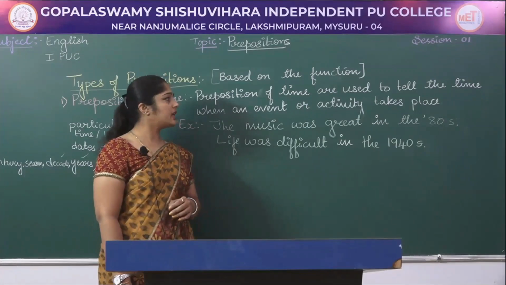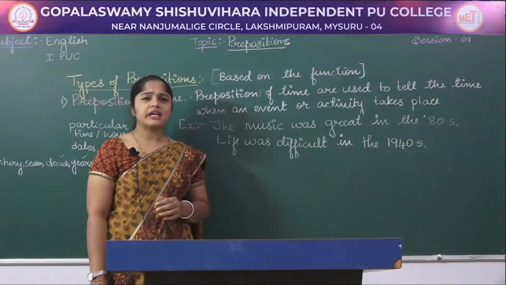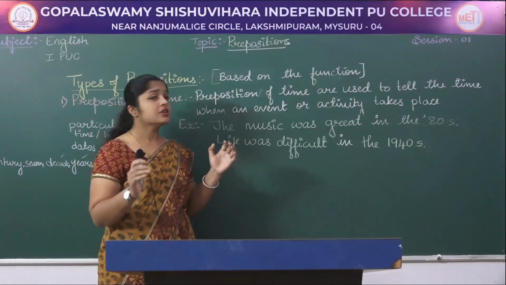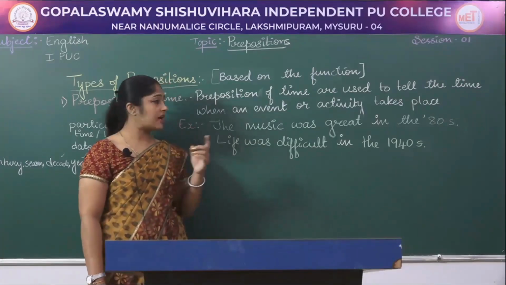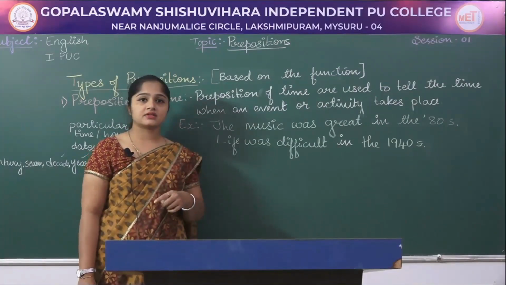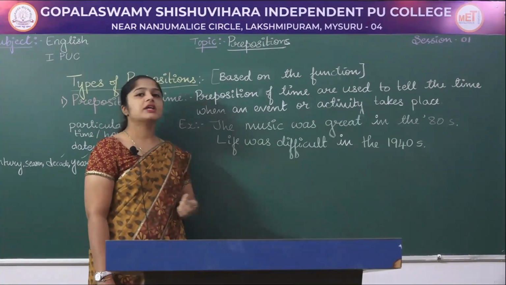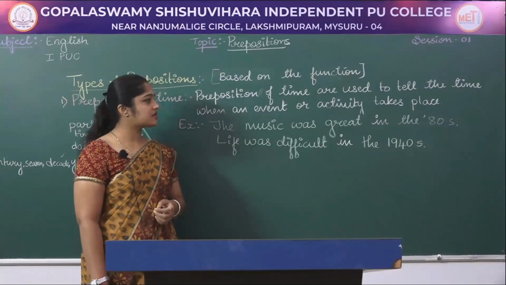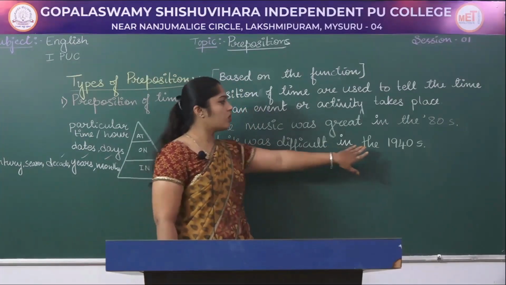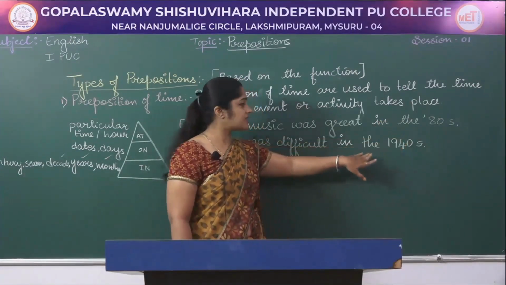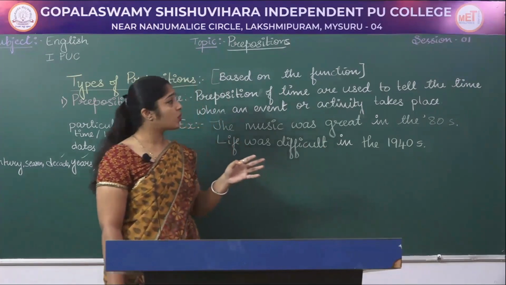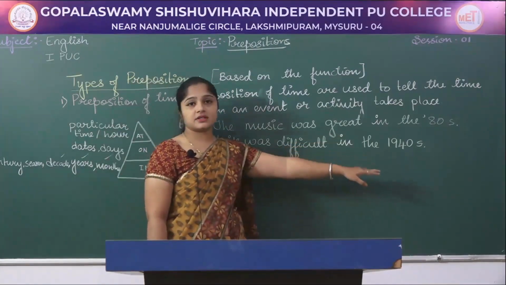Next, we have to use in with decades. A decade is a period of 10 years. So we use in with decades. For example, the music was great in the 80s. Life was difficult in the 1940s. So we use in with decades. In the 80s, in the 1940s, in the 60s. Like this we have to use in with decades.